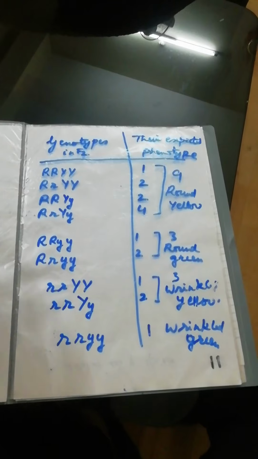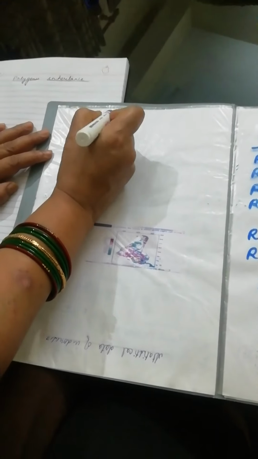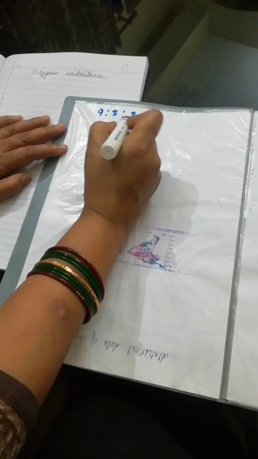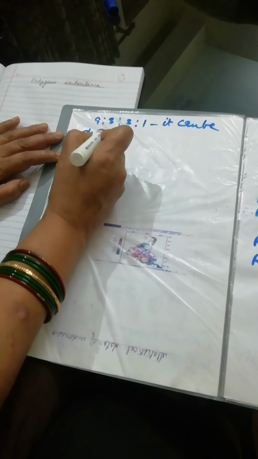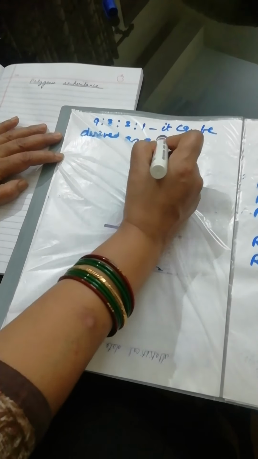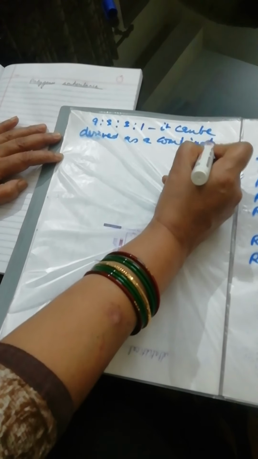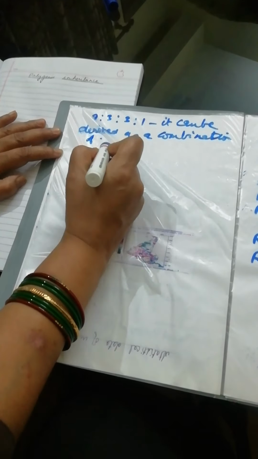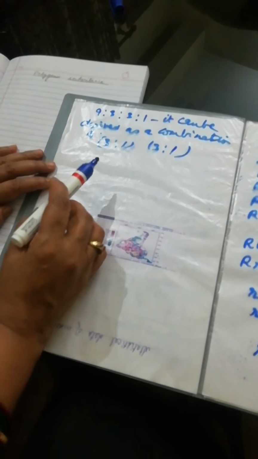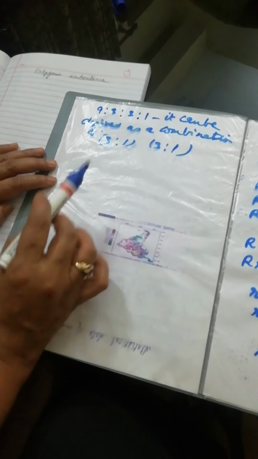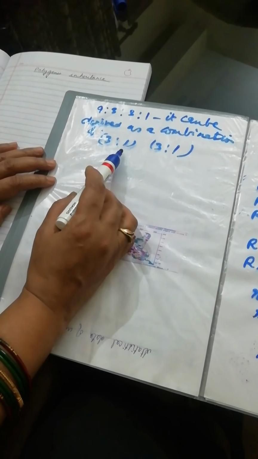This can be explained. One minute. It can be explained. This ratio of 9:3:3:1 can be derived as a combination of 3:1 and 3:1, isn't it? Because had we done a monohybrid cross, if we had taken one character at a time, for example round wrinkled or yellow green, we would have got this result, 3:1, 3:1.